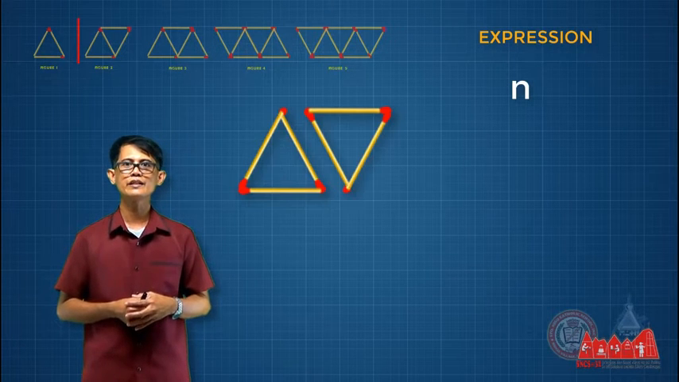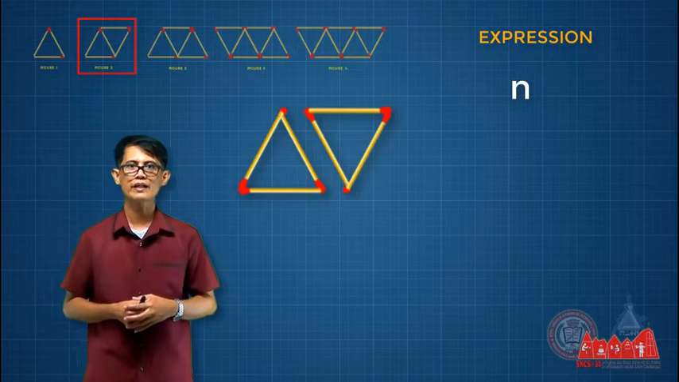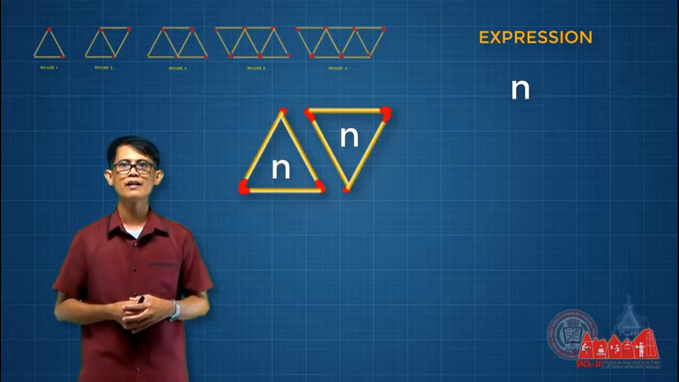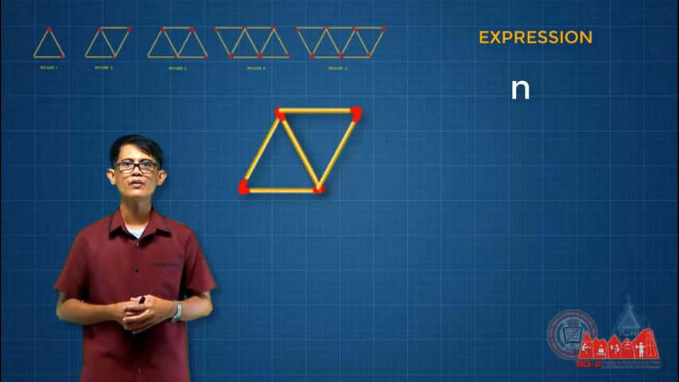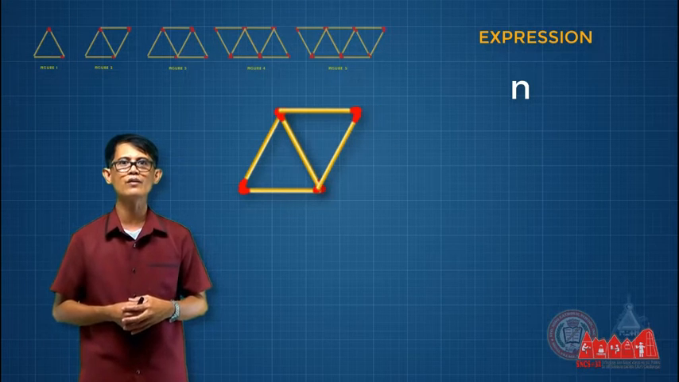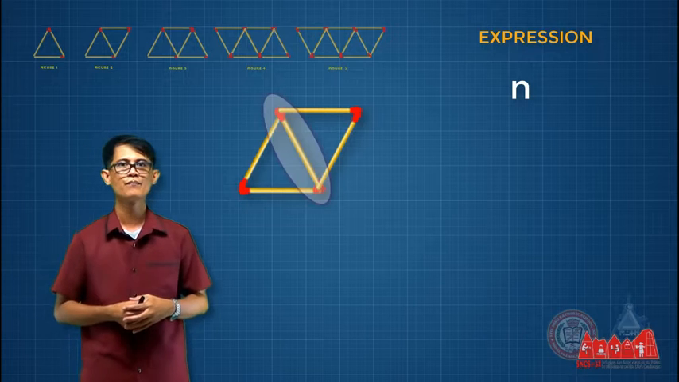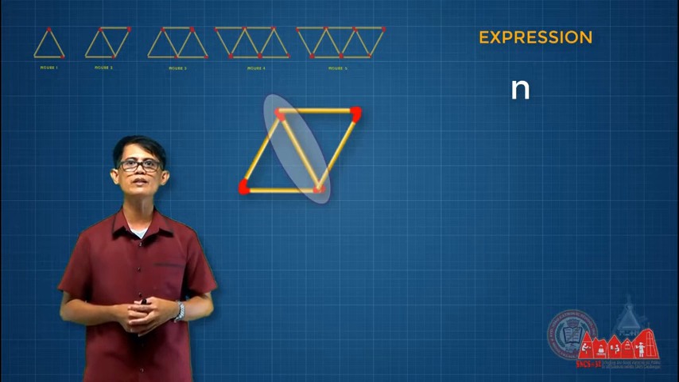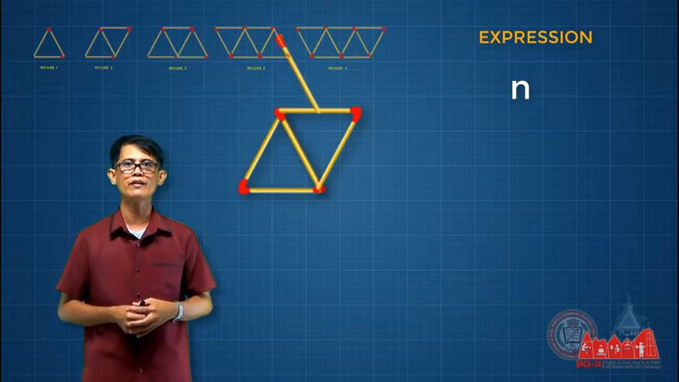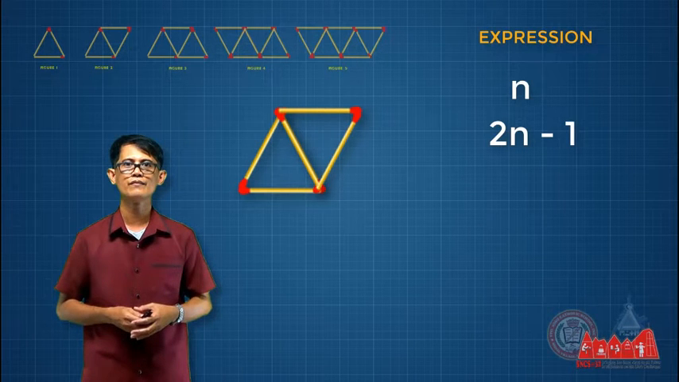Next, figure 2. Originally, this figure has 2 triangles. So we have 2n. But because we stick them together, we have here one pair of matchsticks that overlaps. So every time we see an overlap, we remove 1. So our second expression is 2n minus 1.